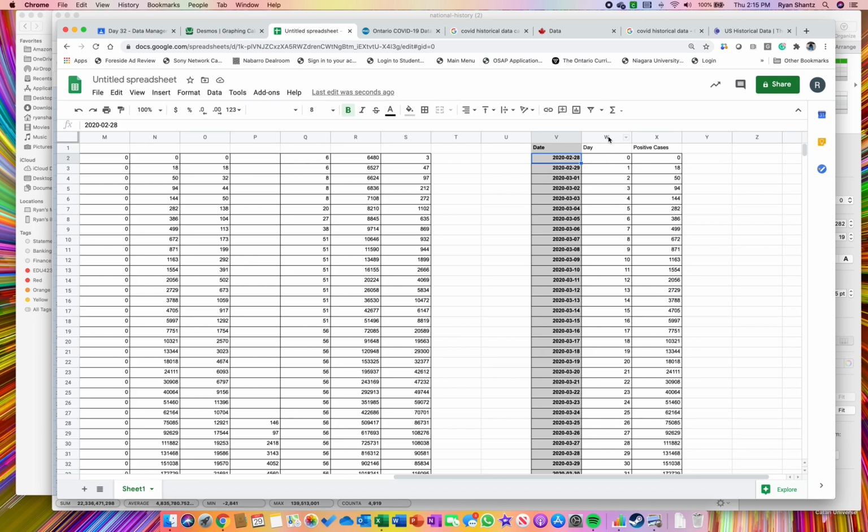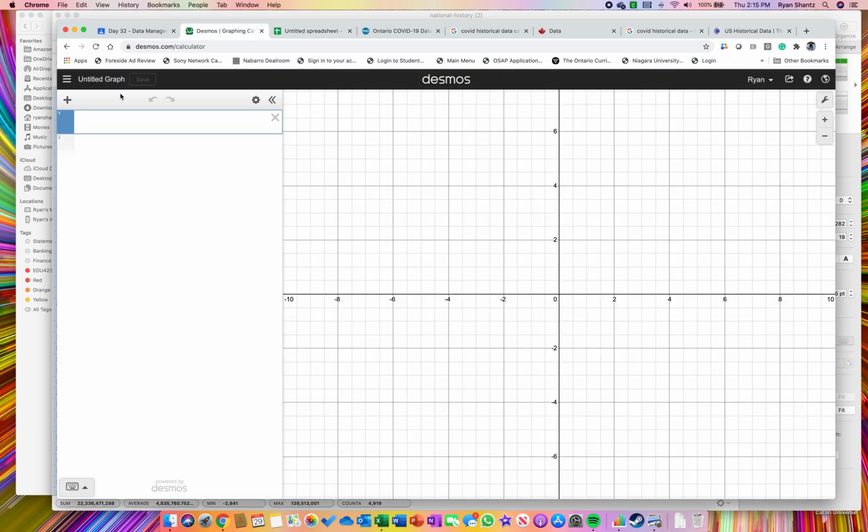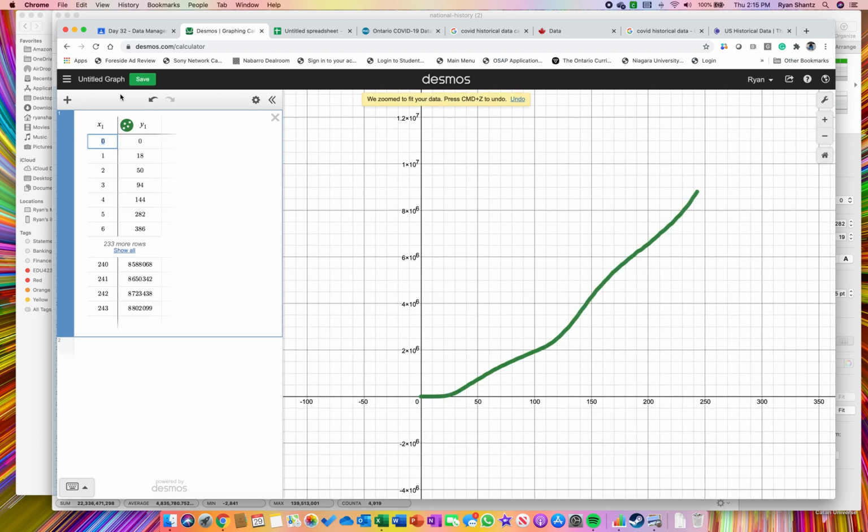Okay. And now I'm going to pull in day and positive cases, these two columns. I go into my Desmos graph. I press Control V. Ha! Okay. Now we see I've got data in. Desmos has labeled my data as X1 and Y1. So X1 is the days. So we can see on day 200, we've got this many cases: 6.55 times 10 to the 6. So that's 6.5 million cases in total, cumulative.